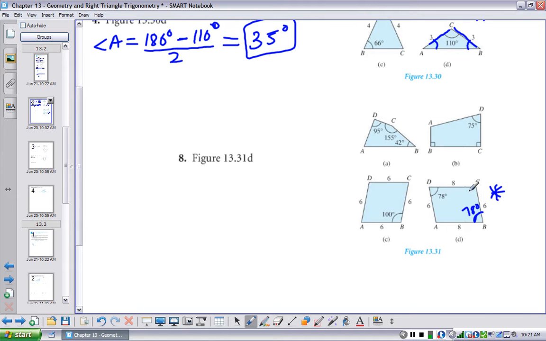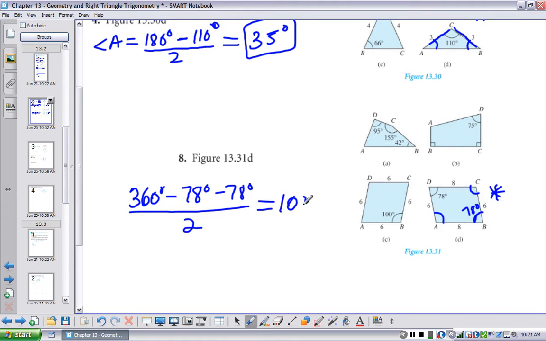And what that means is that angle C and angle A are going to be equivalent because they have the same sides. So remember, now there are 360 degrees in a quadrilateral. So we subtract 78 degrees, we subtract the other 78 degrees, and we divide by 2 because what's left, we have to divide between angle A and angle B. So this is 102 degrees.